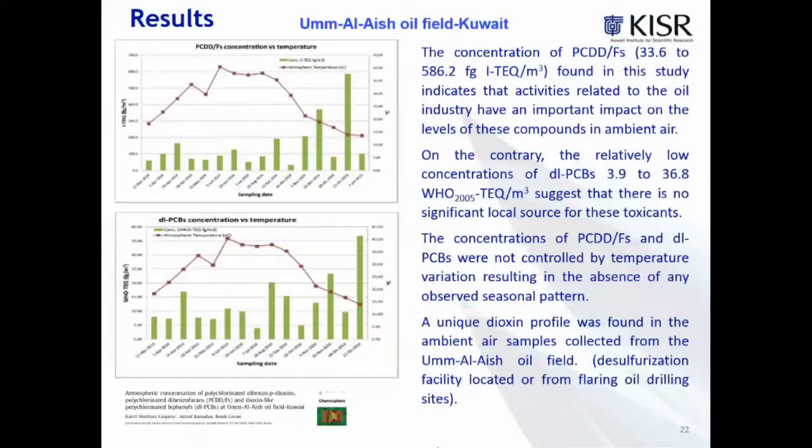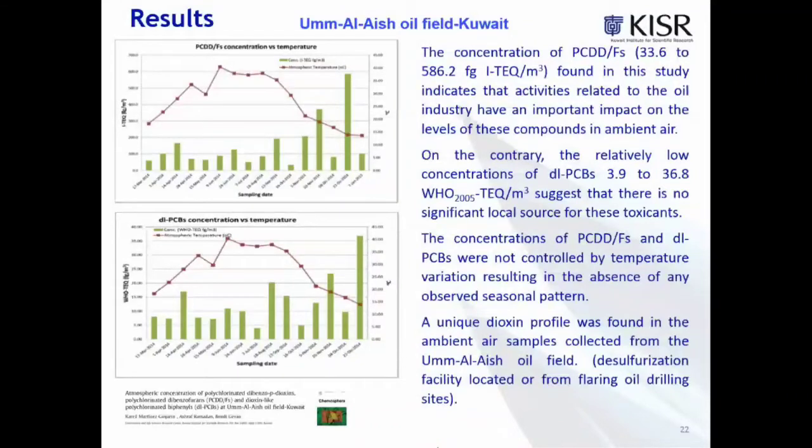Finally, I want to talk about a study that we ran on the oil field in Kuwait. In this study, we used an active sampler, 24-hour samplers, and we found a really high concentration. Remember that the reference value for an industrial area was around 400 femtograms per cubic meter. Here we found 33 to 587 femtograms per cubic meter. That indicates that activities related to the oil industry have an important impact on the level of these compounds in ambient air.